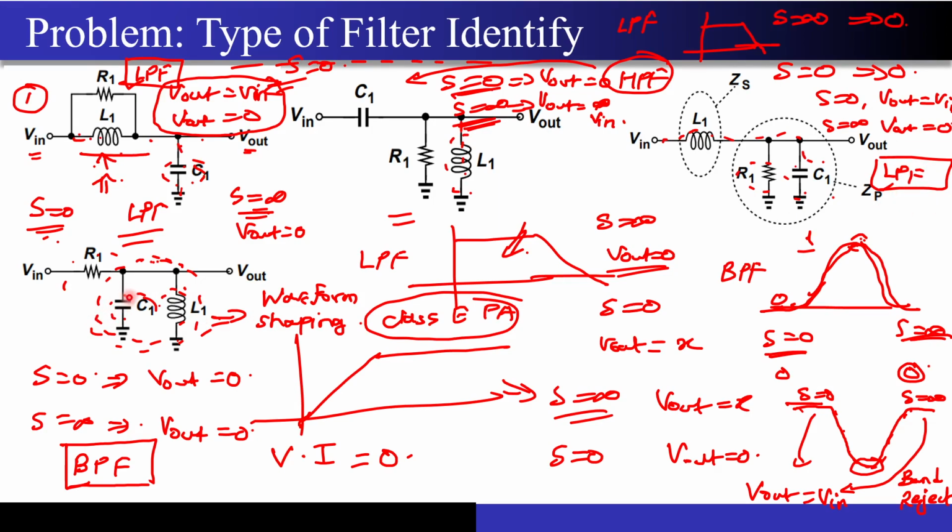If you come to this particular slide, right? If you come to this particular circuit, what happens if you put s equal to 0? If you put s equal to 0, then the inductor acts as a short circuit, the capacitor acts as an open circuit, so your V out is actually shorted to the ground.